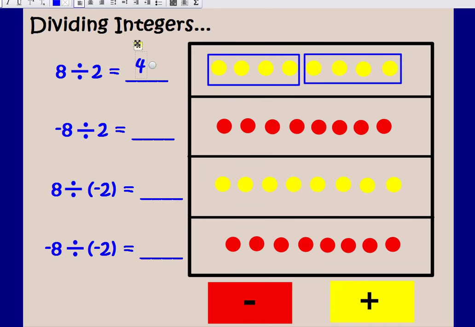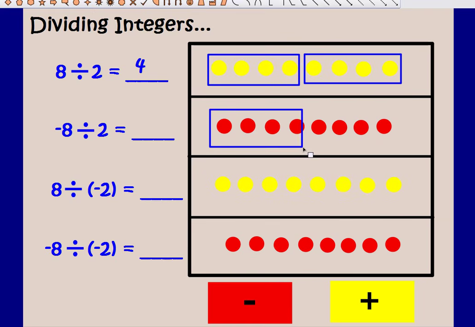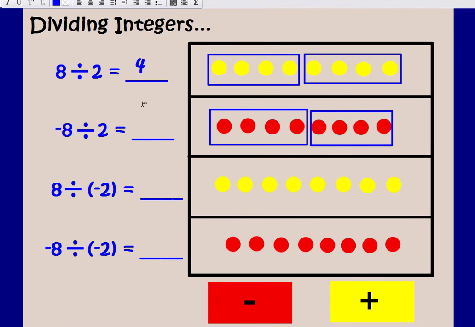Now negative 8 divided by 2. So our whole number, our total amount is -8. So we have 8 negatives, and we want to divide it into 2 equal groups. So we're going to do the same thing, put them into 2 equal groups, and each group has 4 negatives. So -8 divided by 2 equals a -4.